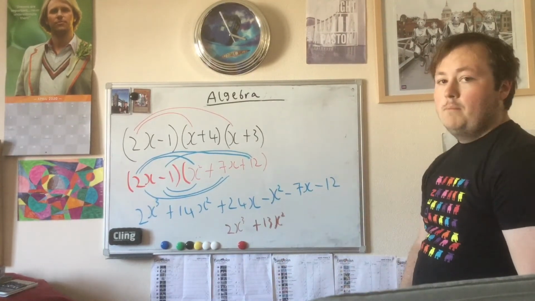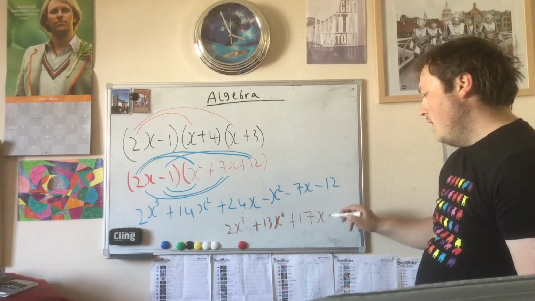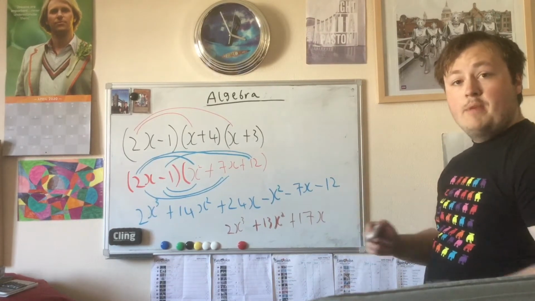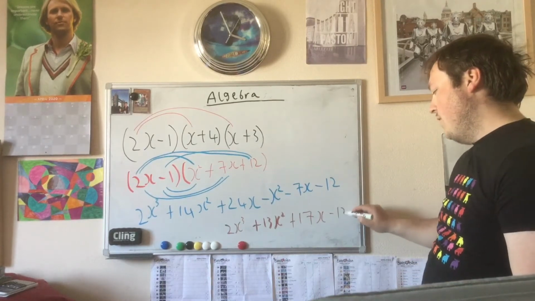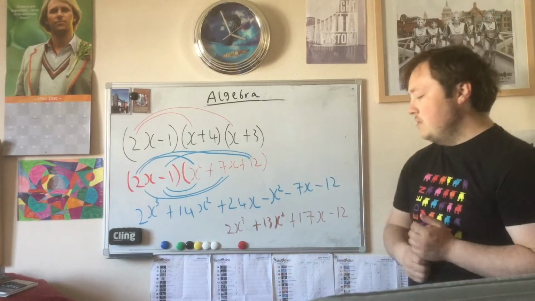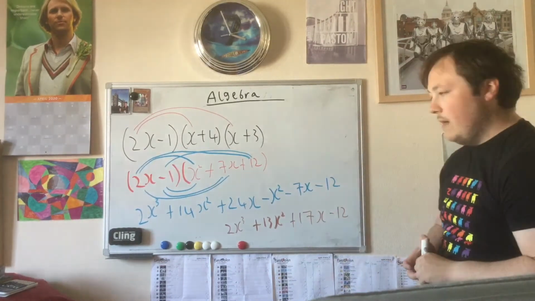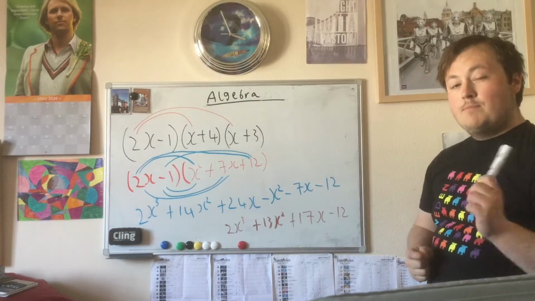We have a 24x here and a negative 7x here. So what's 24 minus 7? That would be 17x. And we have a negative 12 here, but no others, so we put our negative 12 there. So the actual fully expanded answer is 2x cubed plus 13x squared plus 17x minus 12. And that's how we can expand brackets.